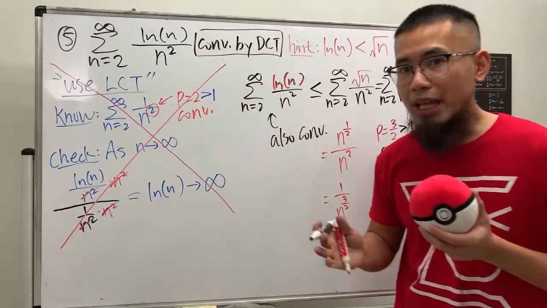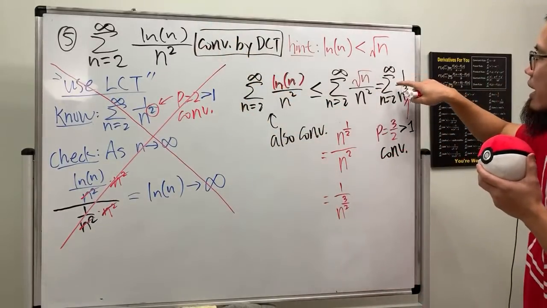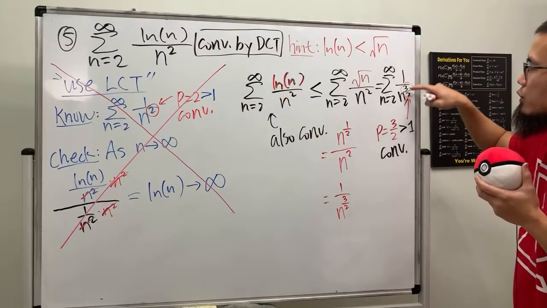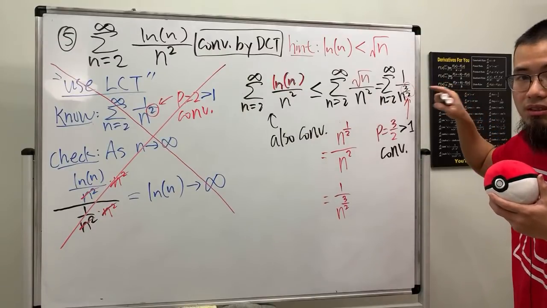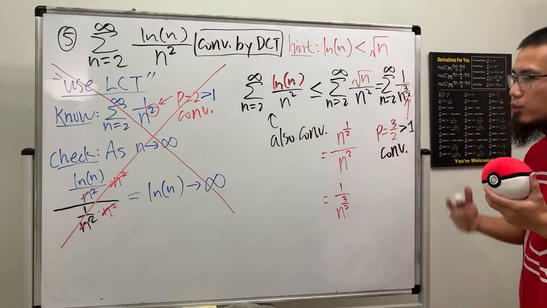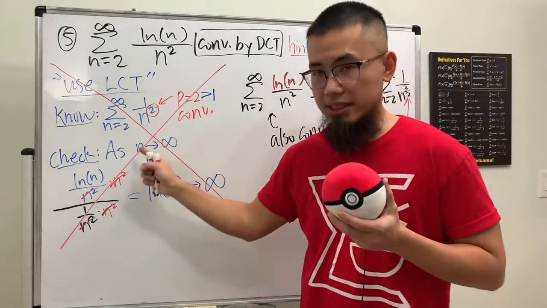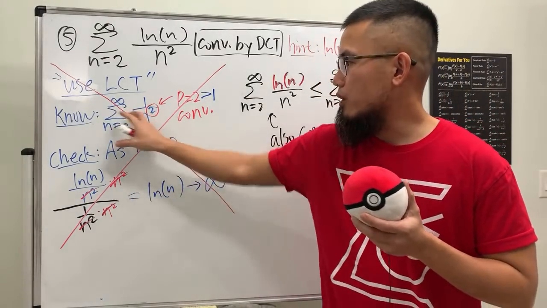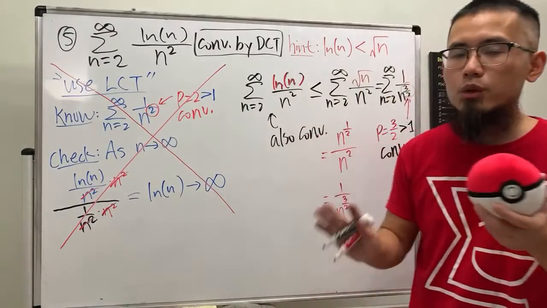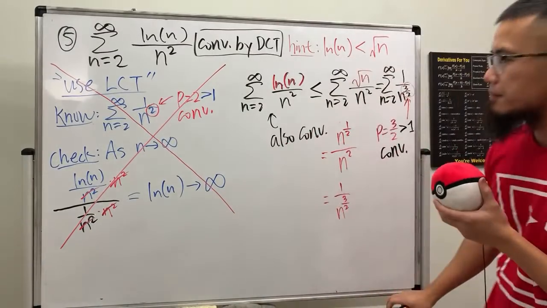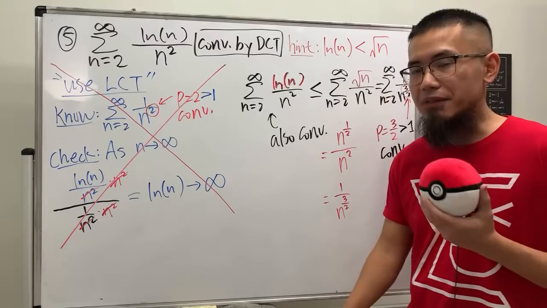And the real one that you're comparing with is this, again, the series of 1 over n to the 3 over 2 power. This is the real one that we are using to compare with, not this. If you use 1 over n squared right here for this series to compare with, it will not work, right? So this is number 5.